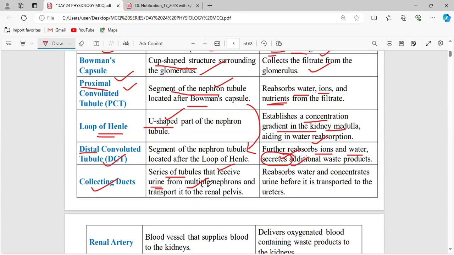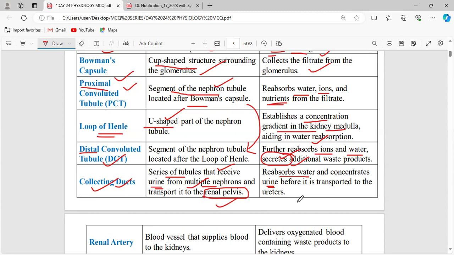So all the nephrons will filter the urine, and that urine will be collected in the collecting duct. Okay, and that has to be transported to the renal pelvis. This is the function of the collecting ducts. Now, it reabsorbs the water and concentrates the urine.